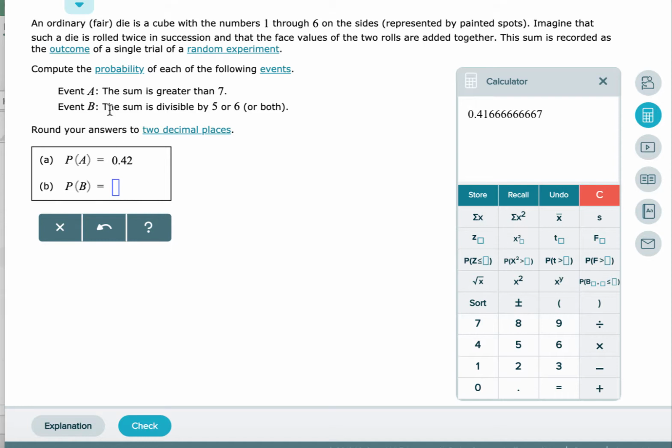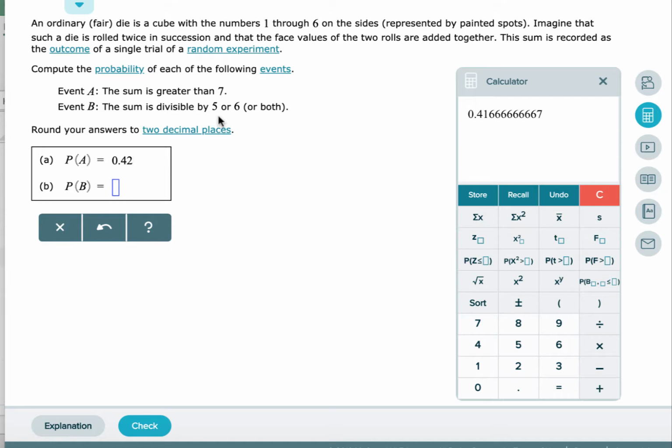The next one asks that the sum is divisible by 5 or 6 or both. In our particular case, we won't have a sum that's divisible by both because 5 times 6 is 30, and we don't have a sum that's more than 12. But if this were the case where it was 2 or 3, then what they're saying is the number can be divisible by 2 or 3 or both. For example, 6 is divisible by 2, also divisible by 3. So that's the case of both. So that's what they mean by both.